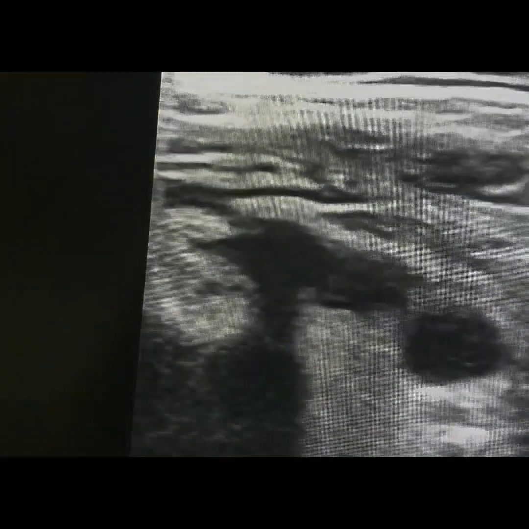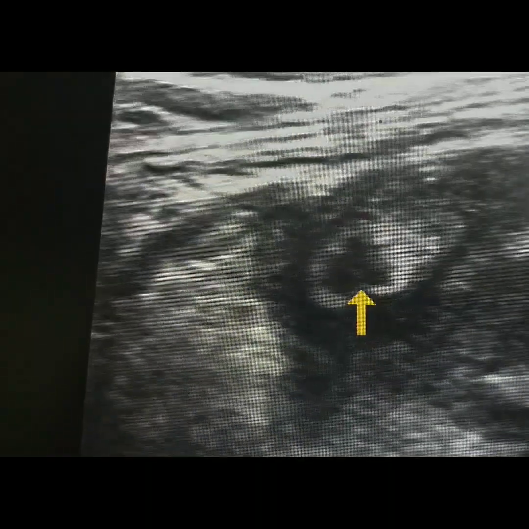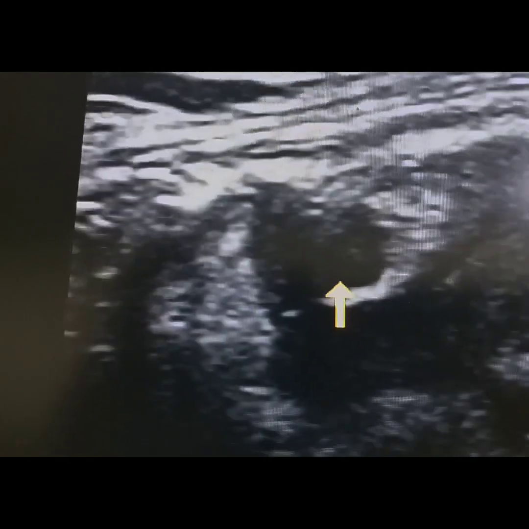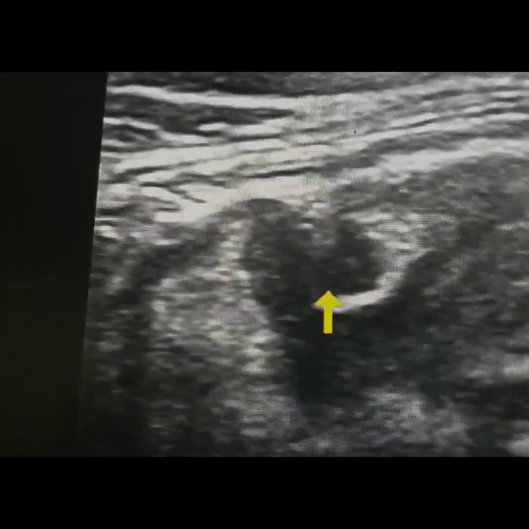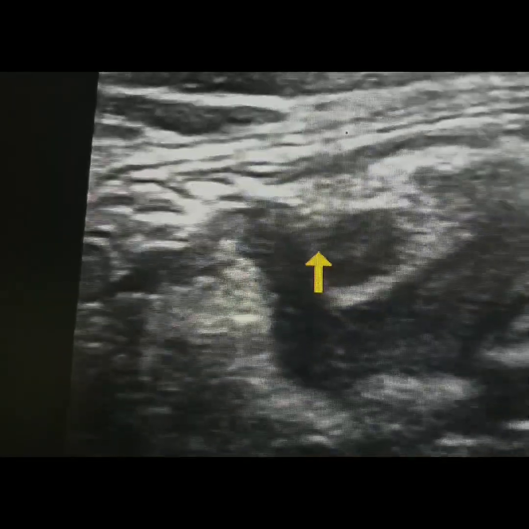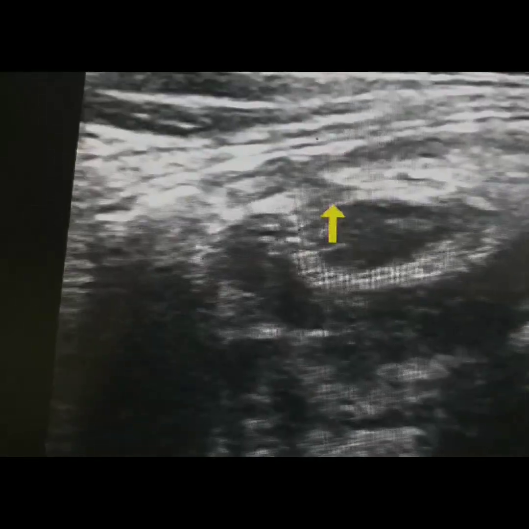Now I'm scanning the right iliac fossa region. Here we can see that this is the appendix. This one is the appendix, and we can see that this is the base of the appendix.